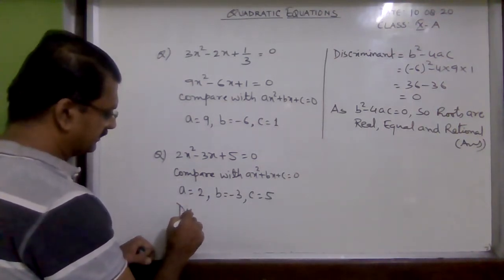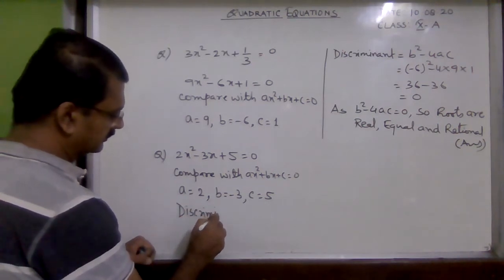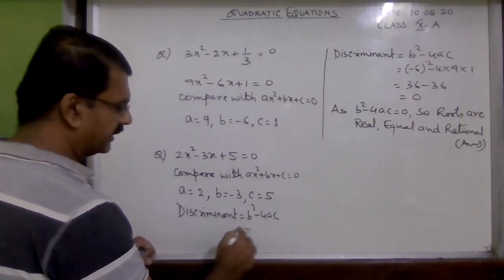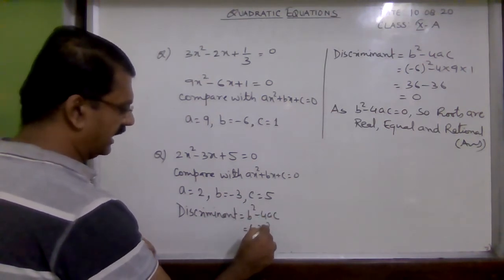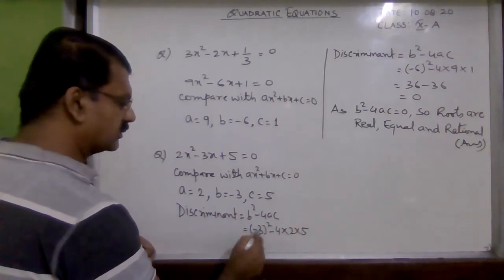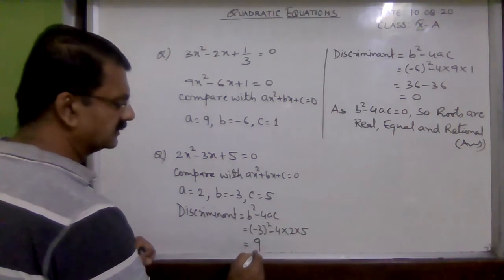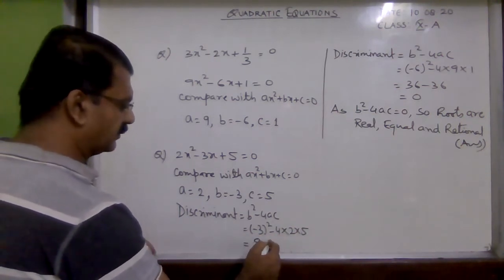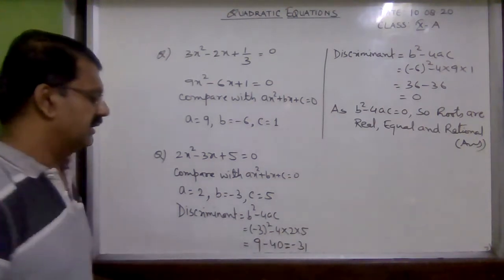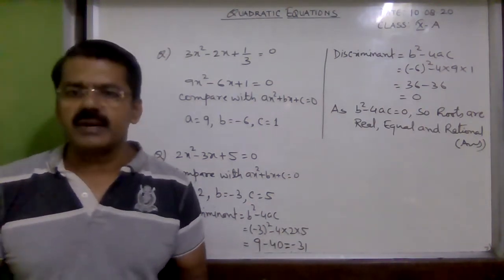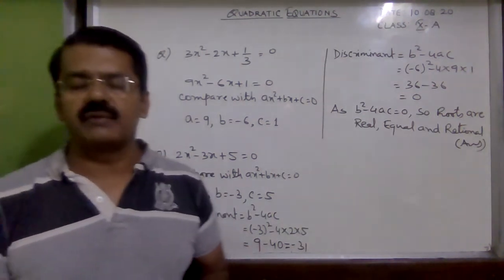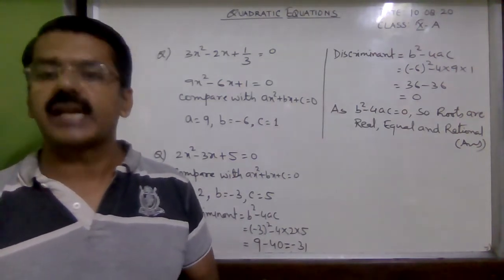Discriminant, that is b square minus 4ac, that is minus 3 square minus 4ac. Minus 3 square is 9 and this is minus 40, so it is minus 31. So you can see the discriminant, that is b square minus 4ac, is negative, means less than 0. You know when discriminant is less than 0, then the roots are imaginary.